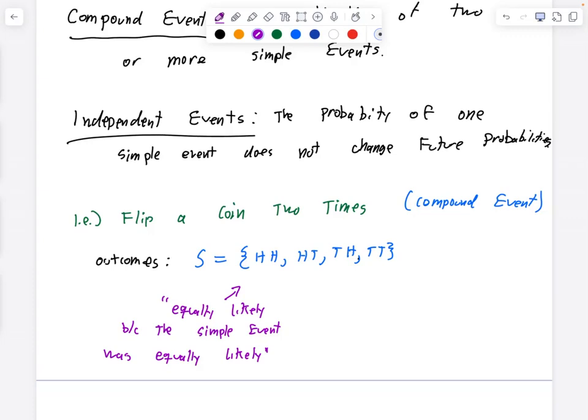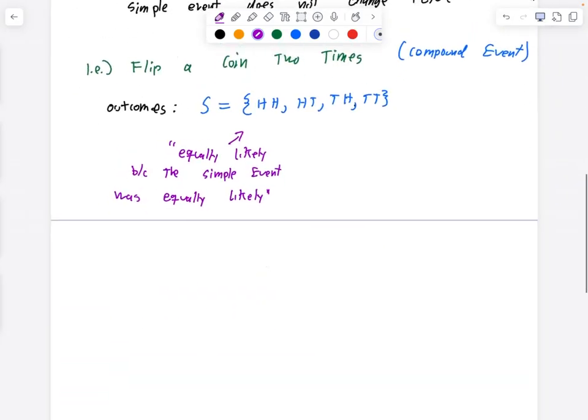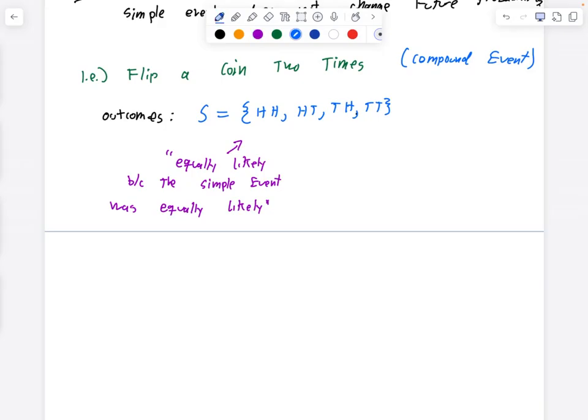So as such, the probability of heads, heads is what again? If they're all equally likely, 25%, 0.25. The probability of heads, tails is 0.25. The probability of tails, heads was 0.25. And the probability of tails, tails was 0.25.